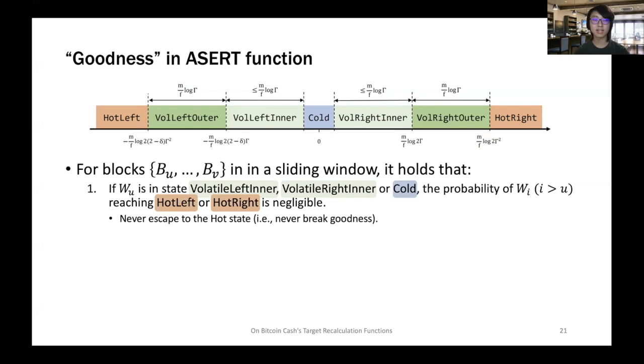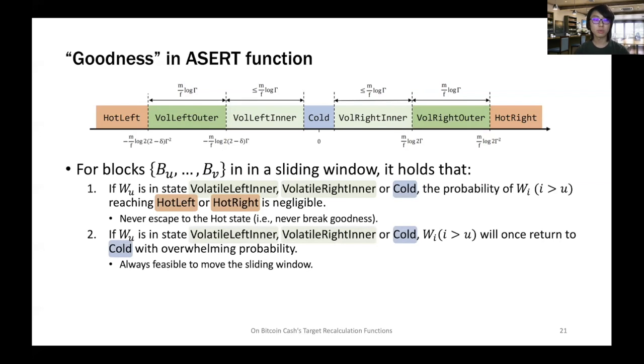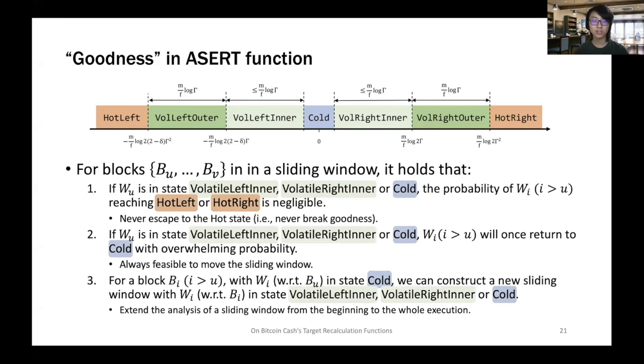So how we move it is by the following steps. First, we want to prove that if our random variable starts within these three states, then in this sliding window we can find a block which is in this blue state with overwhelming probability, which means it is always feasible to find such a block. Then we can construct a new sliding window based on this new block. Since we construct a new window, we have to associate the relatively calibrated timestamps to this new block, so we will have some state conversions. But we can prove that this state conversion always converts to the safe states, which is the safe state in point 1.